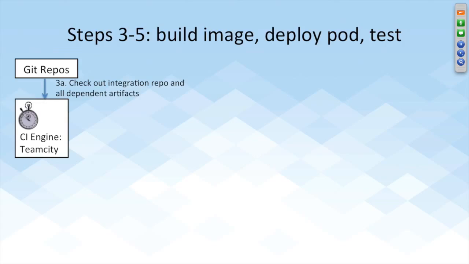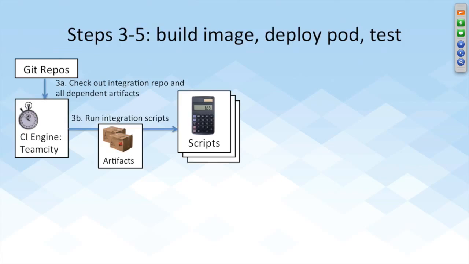Okay, so when TeamCity detects those component build changes, what it does is it checks out the integration repo that represents the overall product. And it also checks out all the dependent artifacts from all of those dependent components. And it gathers everything into one big bundle. It then runs the integration scripts that are stored in the integration repo, and it passes them all those artifacts that we spoke about earlier.